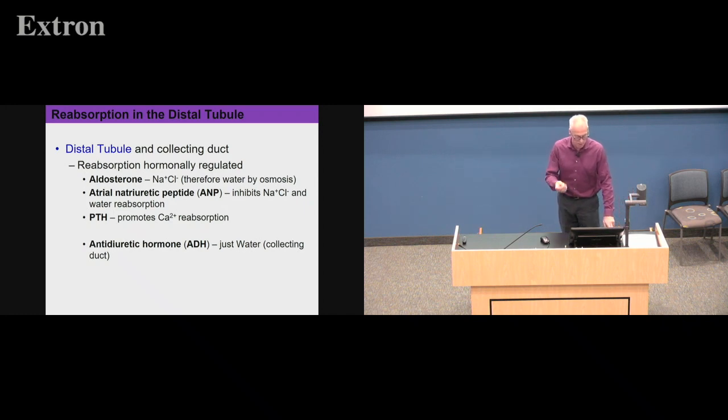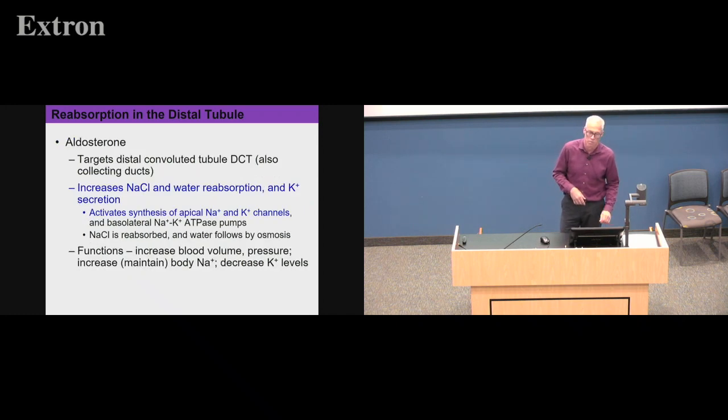These are things that are familiar from our discussion of chapter 16, the endocrine system, and chapter 19, the cardiovascular system, where we were very concerned with the volume of blood and therefore its effect on blood pressure. Let's just review those hormones that control functions of the distal tubule. First of all, aldosterone.